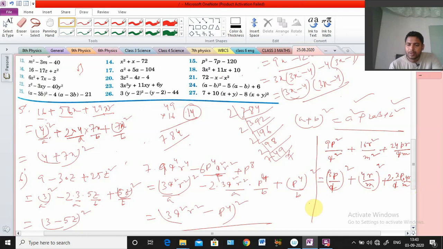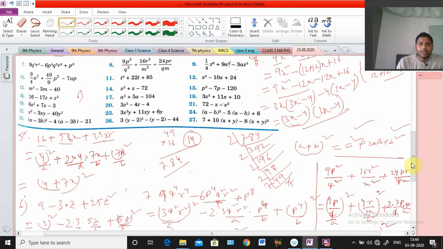Okay, clear? So this is a, this is b, and here 2ab. That means the a plus b whole square formula. That means 3p by q plus 4r by m, the whole square. Understood or not? Very hard? No sir, not hard, easy.